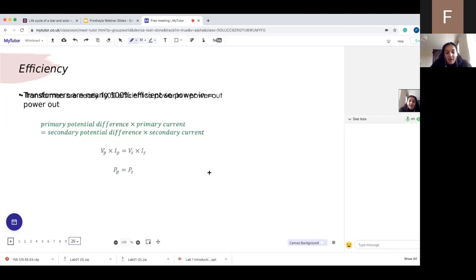Now we know that our equation for power is P equals IV. So we can split primary power into primary voltage times primary current, and split secondary power into secondary voltage times secondary current. So we have another equation, which again can be quite complicated to rearrange, so practice your rearrangement on this equation as well. You don't need to remember them, but you do need to know how to work with them.